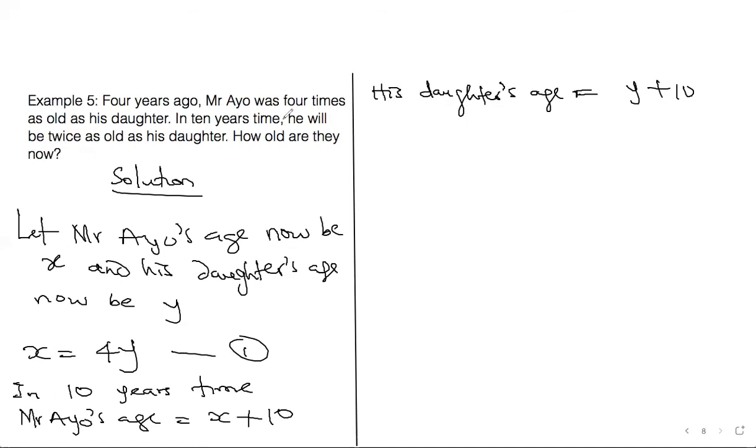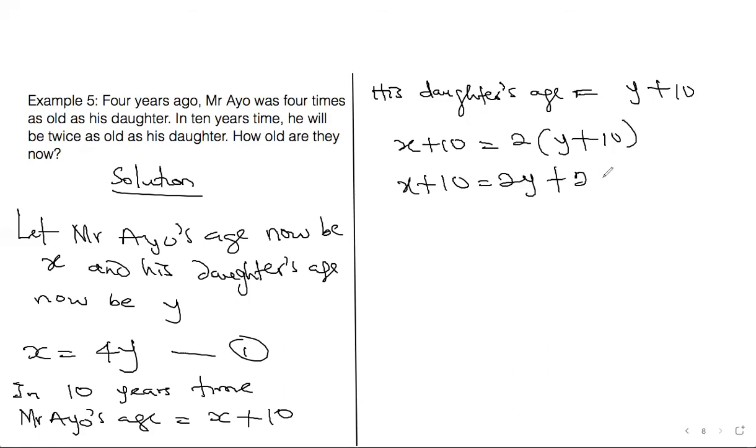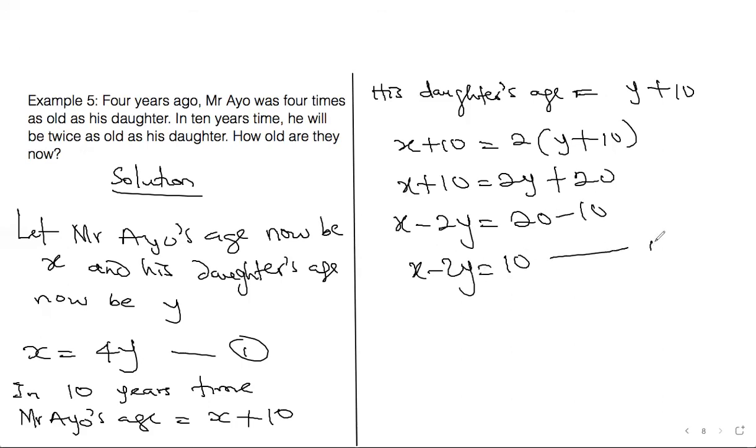So we're told that he will be twice as old as his daughter. Which means in 10 years, he will be 2 times the age of his daughter. So x plus 10 will be equal to 2 into y plus 10. So x plus 10 will be 2y plus 20, means x minus 2y will be 20 minus 10. So x minus 2y will be 10. So this is equation 2.